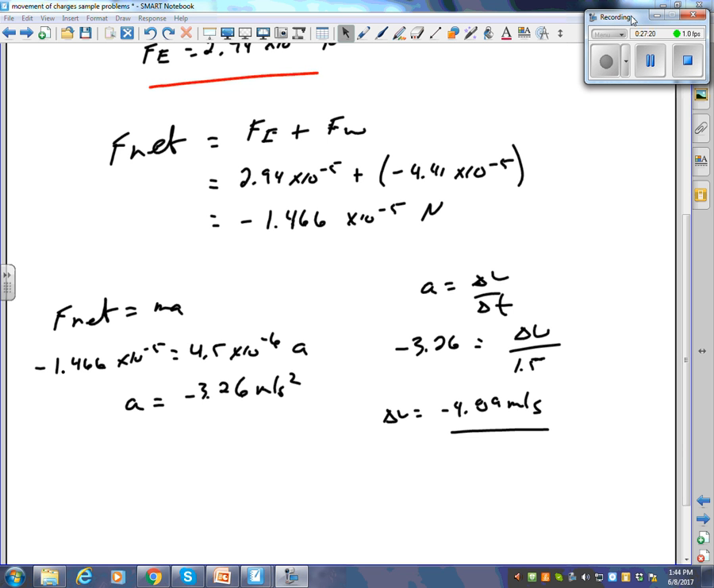I have 4.89. That's the change in velocity, so that means then, therefore, that what? Yeah, since the initial is 0, the final velocity is minus 4.89.